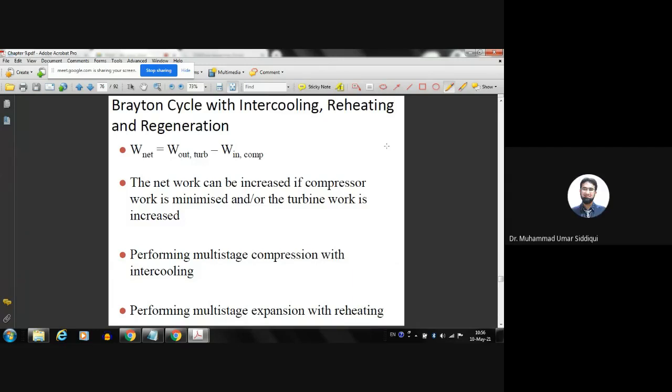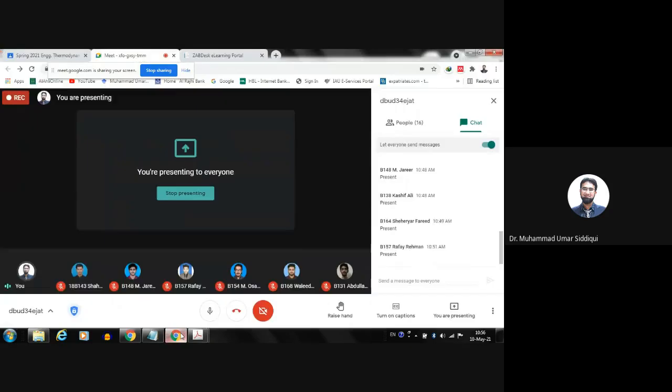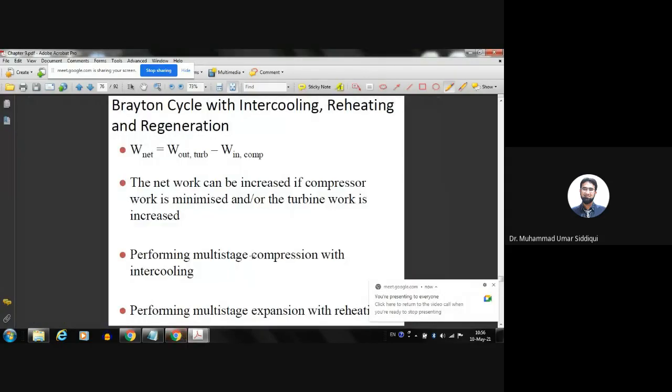Okay, so now let's start with our analysis of the Brayton cycle. Okay, so what we discussed right now is that we can increase the efficiency of the Brayton cycle if we can reduce the Q in. Now here we are going to introduce another technique through which we can increase the efficiency of the Brayton cycle.